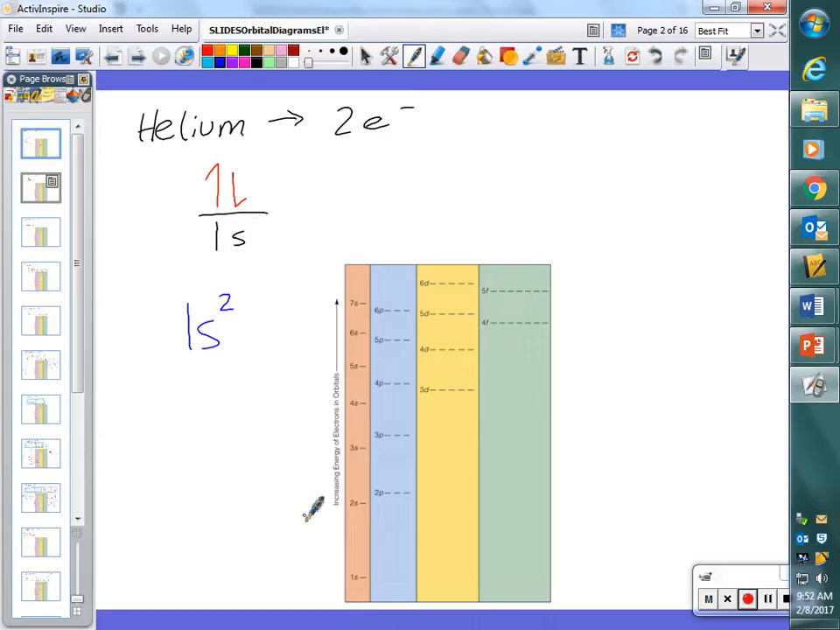Okay? By the way, we say this as 1s2. It's not 1s squared. Okay? It's not a mathematical operation. It's the number of electrons in each orbital.